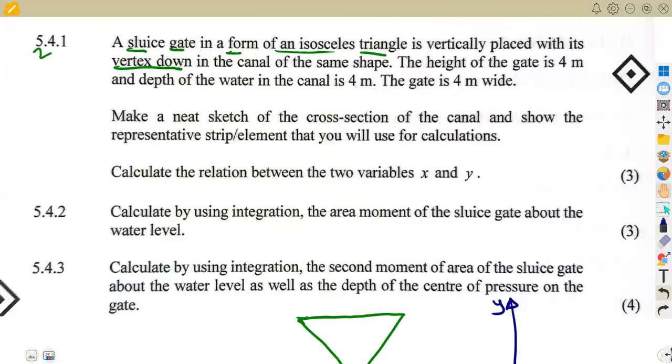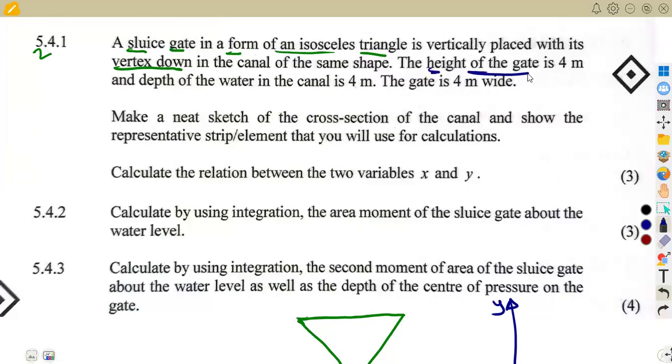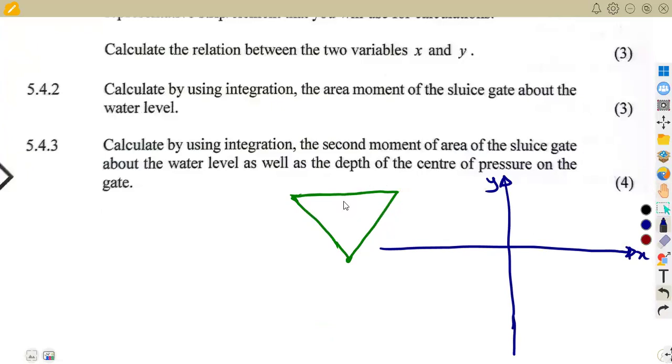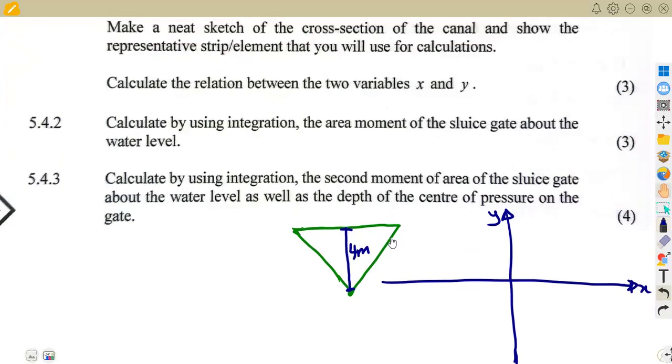Now they're saying the height of the gate, which one? The sluice gate, which is our isosceles triangle. They are saying the height of it is 4 meters. Take note, guys, do not confuse this. The height of the gate, in the form of an isosceles triangle, is the one that is 4 meters. So the height is on the triangle. The height here is 4 meters.